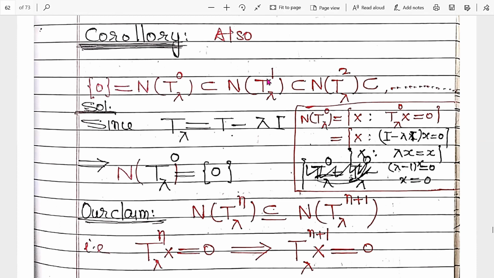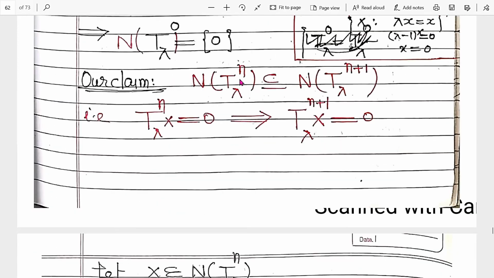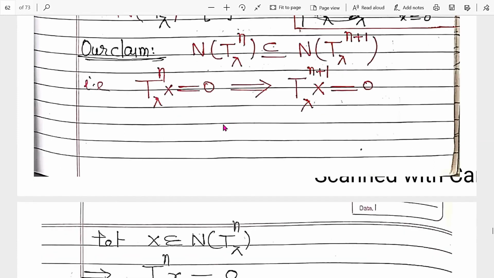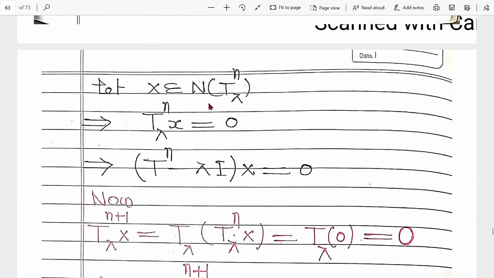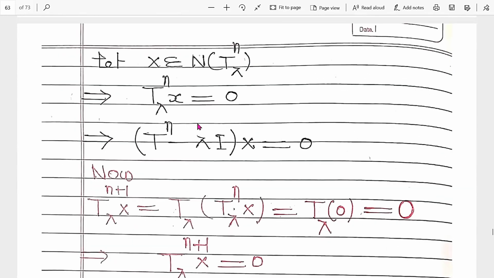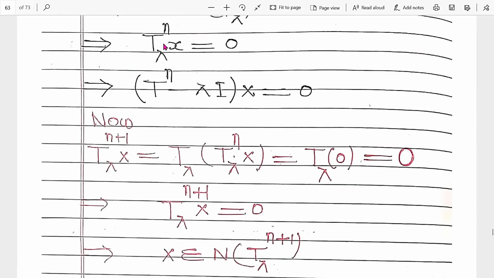The second result is that T1 is contained in T2. In general we may say that Tn is contained in Tn plus 1. Thus, the nullity of Tn is contained in the nullity of Tn plus 1. In order to prove this, we take some vector from this set. If we take x belonging to the nullity of T lambda n, then by definition, T lambda n x is equal to 0. It means, by the definition of T lambda n, which is T minus lambda I to the n, applied to x equals 0.